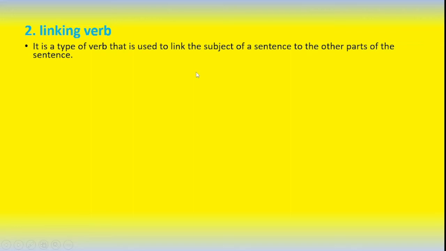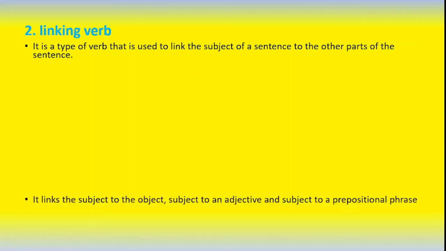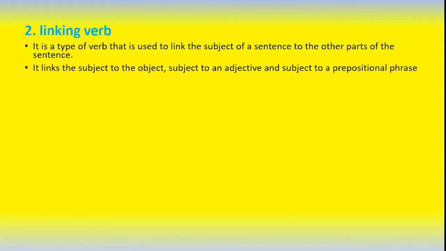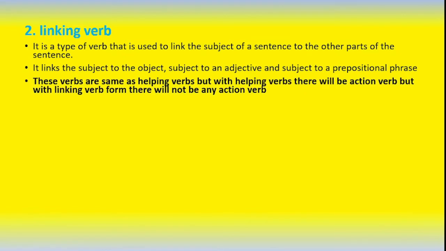Usually that is the predicate. So it links the subject to the object, the subject to an adjective, or the subject to a prepositional phrase. So this is the role of a linking verb. It can link subject to object, or subject to adjective, or subject to a prepositional phrase.